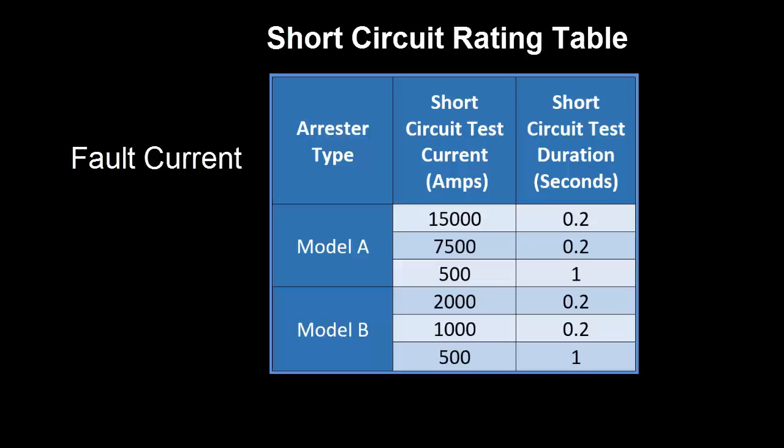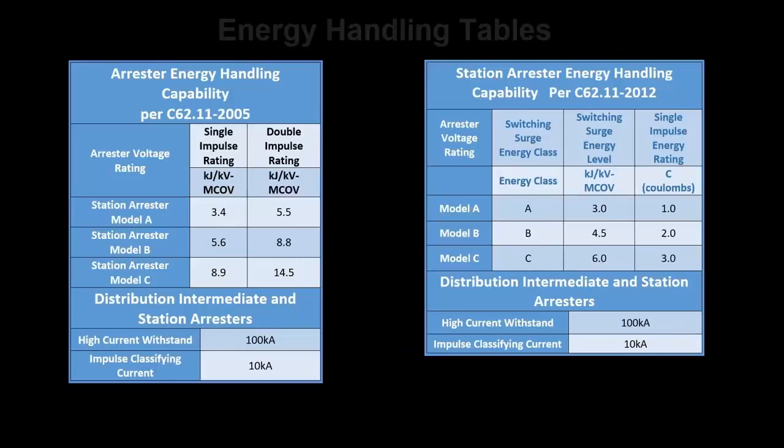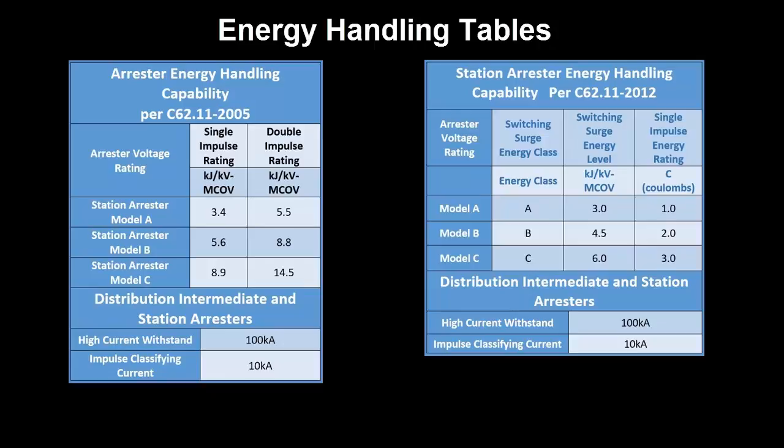If the available fault current on your system is above the rating of the arrestor, then you need to select a different arrestor. Next, let's talk about the energy handling table. Arrestor energy handling capability is one of the most difficult characteristics to understand on the datasheet. It is now complicated by the fact that changes in the way arrestors are rated have just taken place.